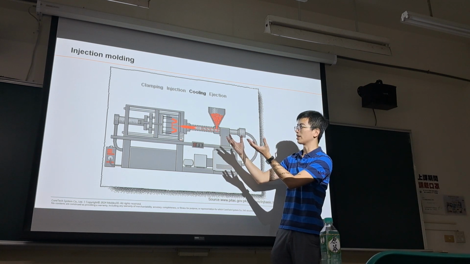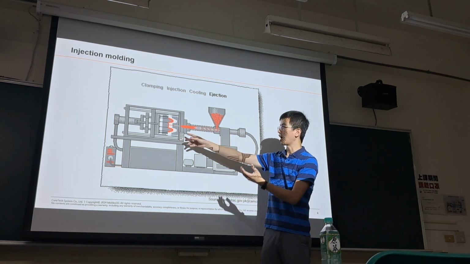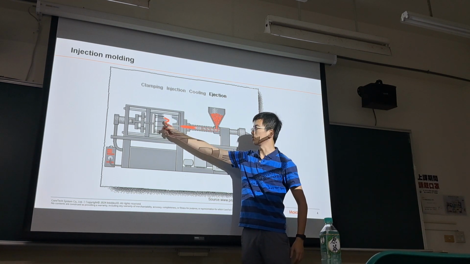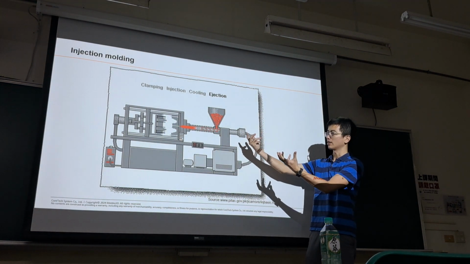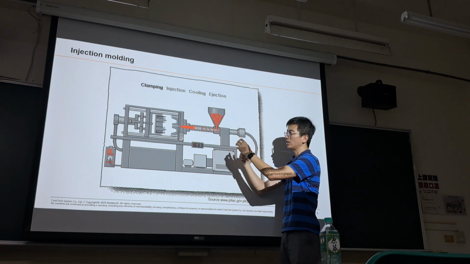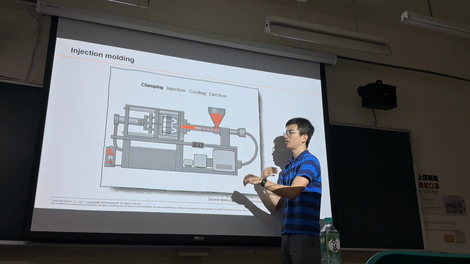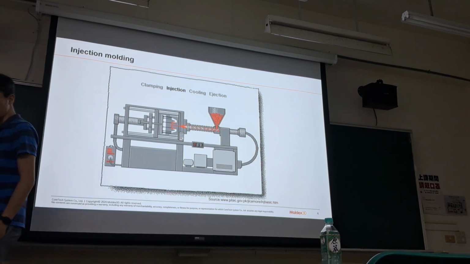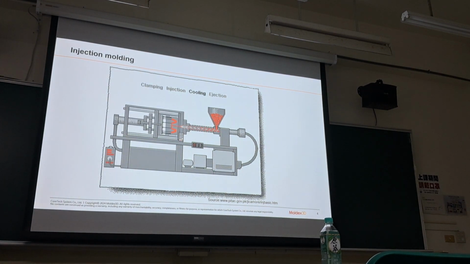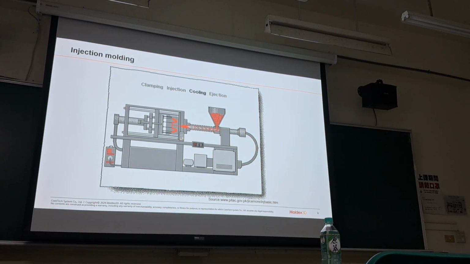For example, like 20 seconds. And then we are able to open the mold and eject the plastic part. So this is one shot. And then we can do it again to have another shot. So injection molding is a sequential molding. So we produce a shot, then another one, another shot.